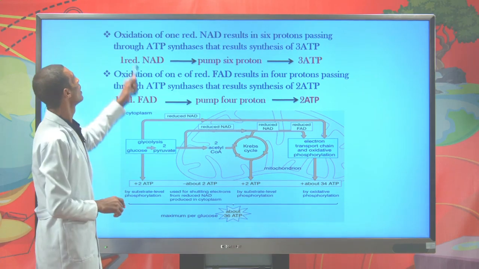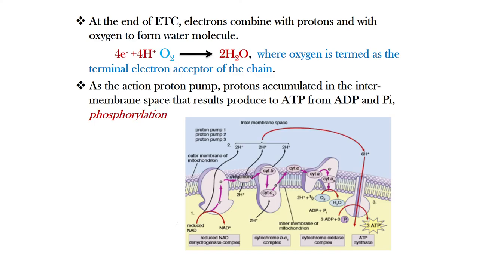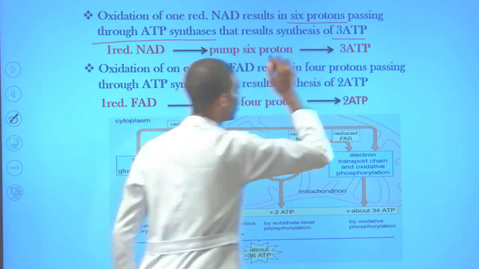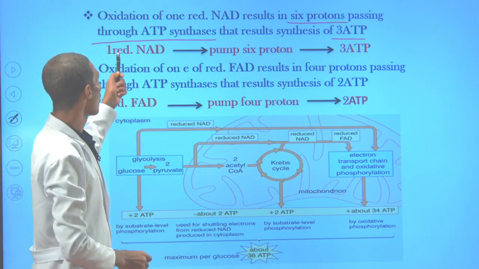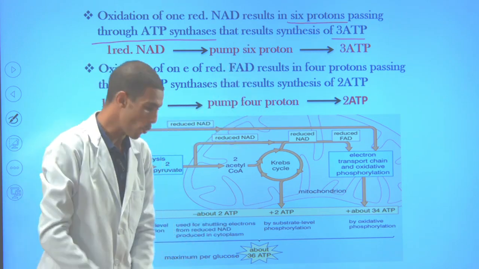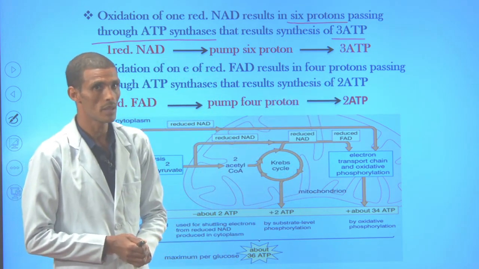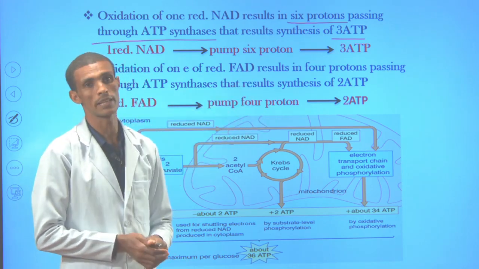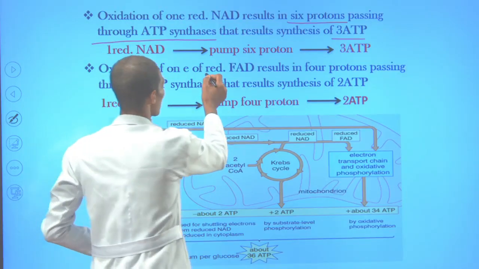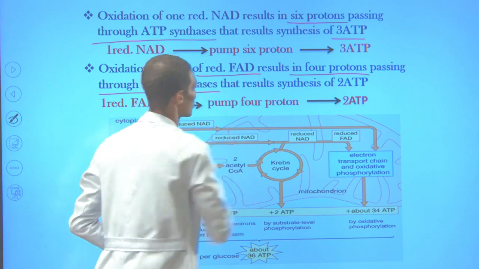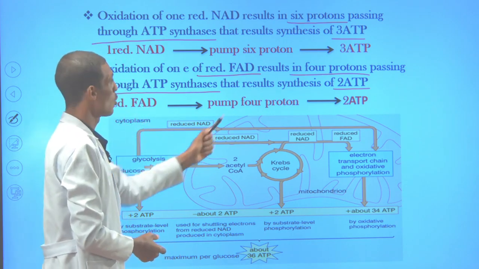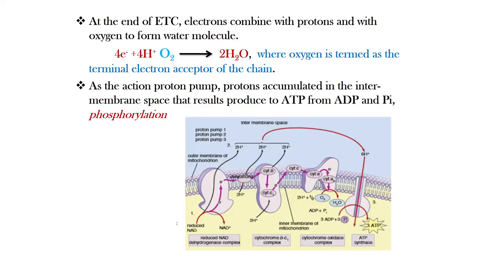Let's see this one. An oxidation of one reduced NAD molecule results in 6 protons passing through ATP synthase, which results in production of 3 ATP molecules. Hint again, student. When one reduced NAD molecule is oxidized, it passes 6 protons through ATP synthase, which results in production of 3 ATP molecules. Again, oxidation of one reduced FAD molecule results in 4 protons passing through ATP synthase. That results in production of 2 ATP molecules, I mean one reduced FAD molecule passes 4 protons through ATP synthase and results in 2 ATP molecules produced.